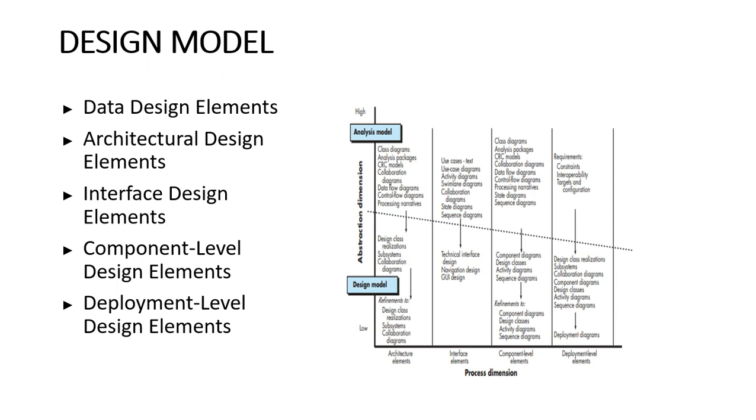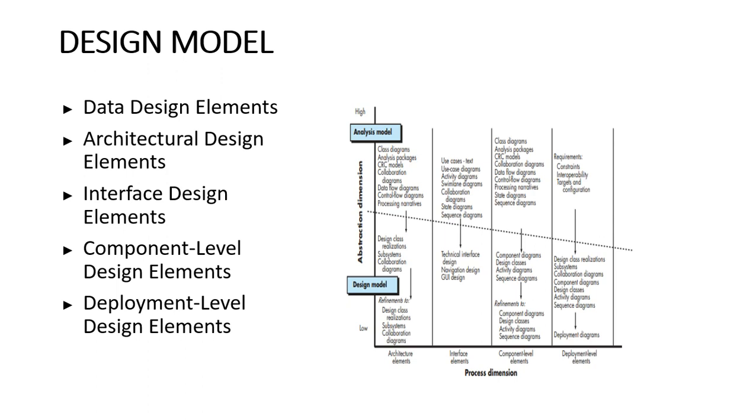As we have already seen, under the analysis model we will have sequence diagrams, class diagrams, and use case diagrams. The class diagrams, analysis packages, CRC models and collaboration diagrams are all present under the analysis models. Analysis models will create the required activity diagrams, swimlane diagrams, and class diagrams. This in turn will be converted into design models.